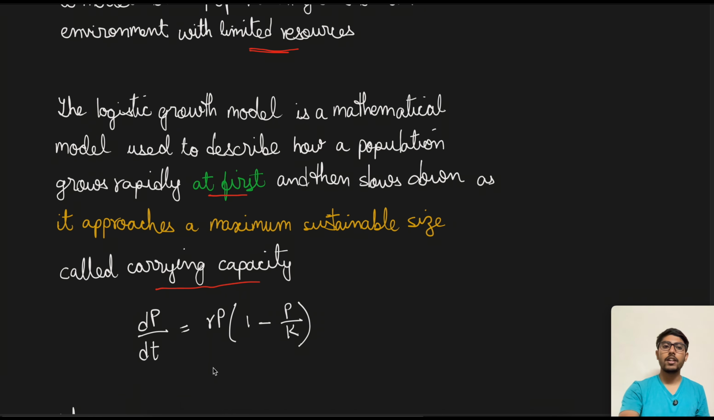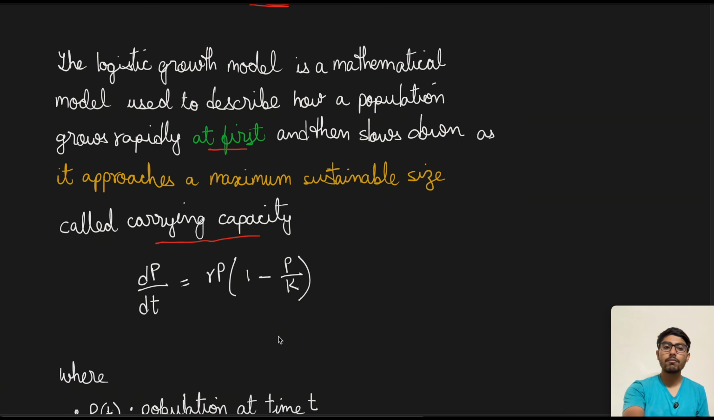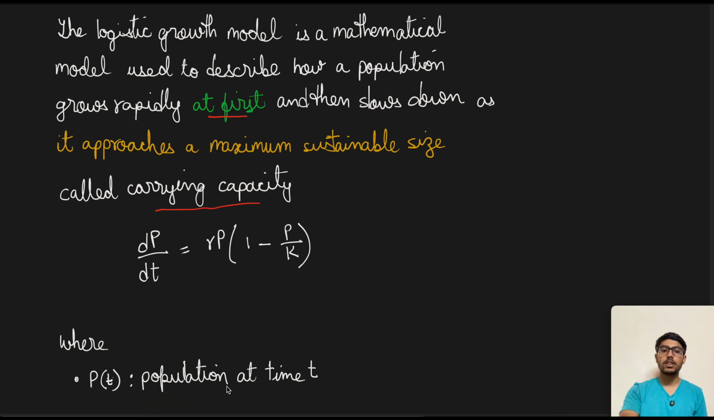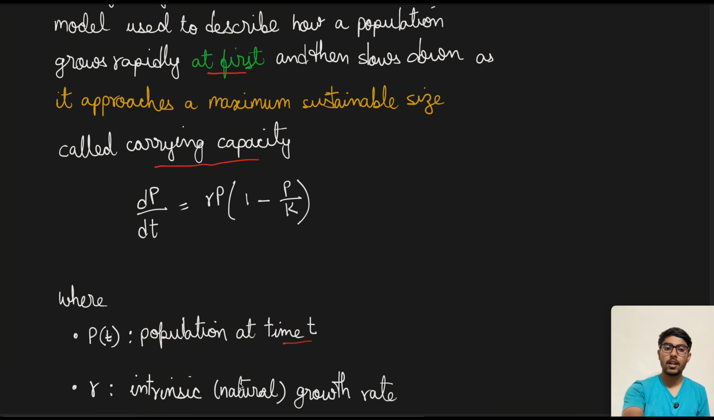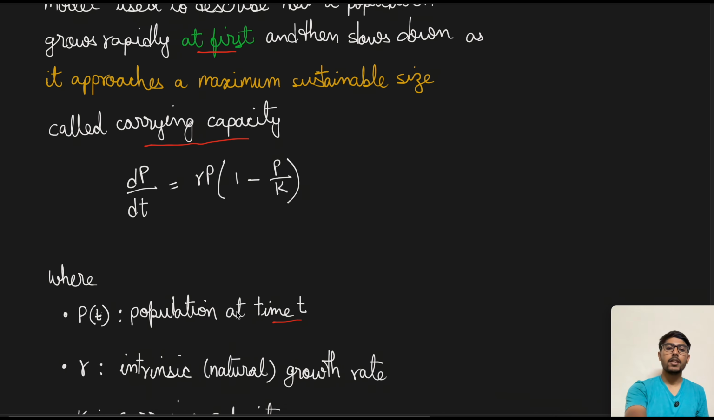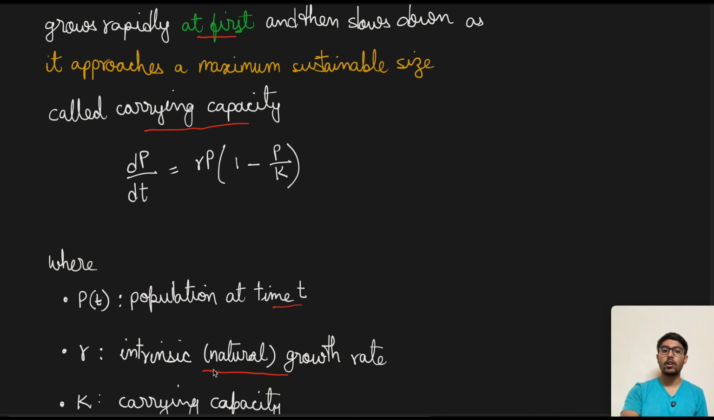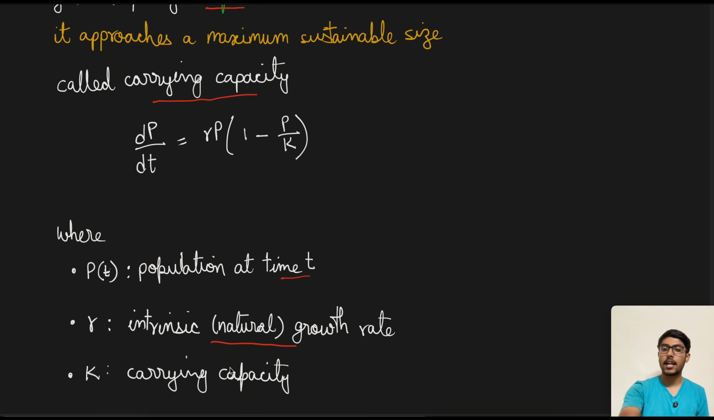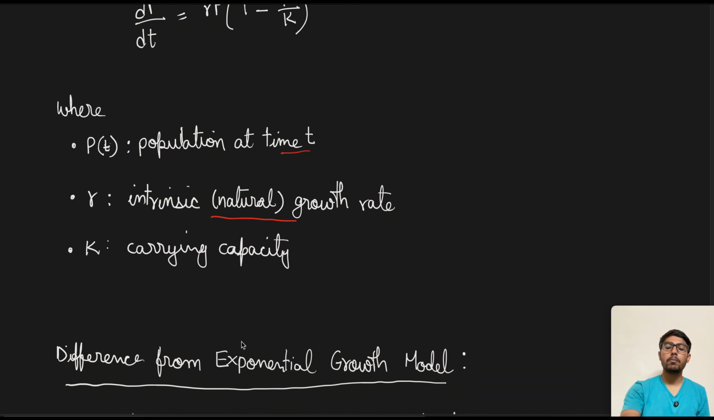Next, we are given dP/dt = rP times (1 - P/K), where P(t) equals the population at time t, right, normal. Next, r is the intrinsic or natural growth rate of the population, K is the carrying capacity, right. Then we come to see what is the difference of this particular model, the logistic growth model, from the exponential growth model, right. We have been using an exponential growth model for radioactive decay and stuff like that. Let's see how it is different from the logistic growth model.